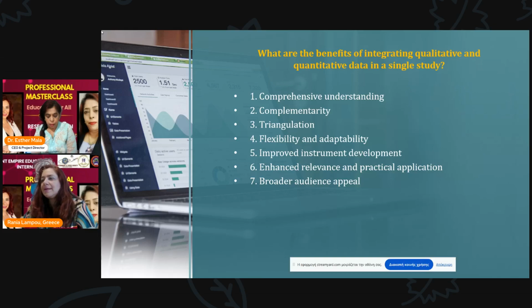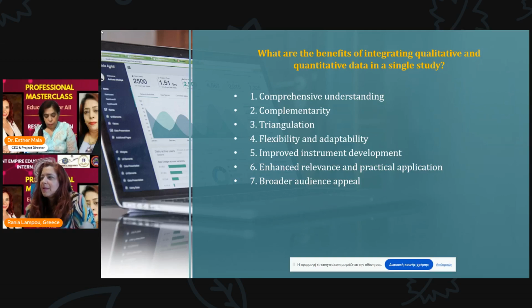Researchers this way can address complex research questions that require both numeric measurement and exploration of experiences or perceptions. So we talk about flexibility: adaptability allows for iterative data collection where one method informs or shapes the other. Improved instrument development: qualitative data can help design better quantitative instruments, for example, surveys based on themes from interviews, and quantitative results can identify areas for further qualitative exploration.